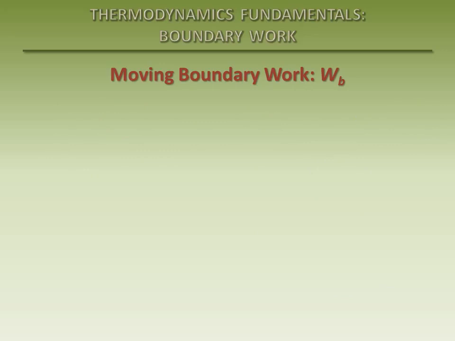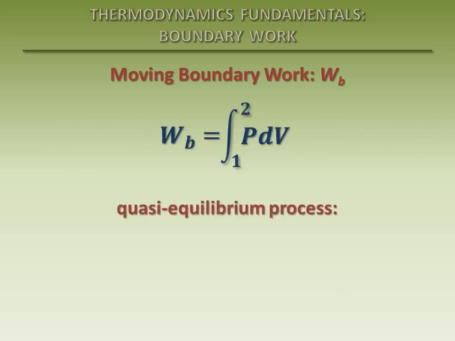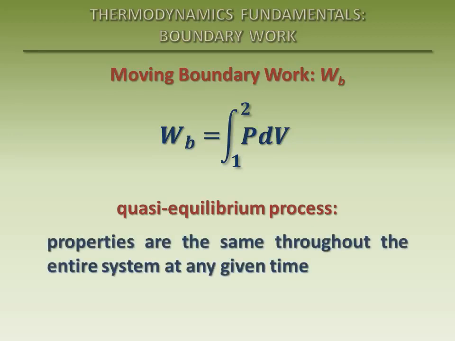It's important to note that the equation we derived for moving boundary work is for a quasi-equilibrium process. This means that the system remains nearly in equilibrium at all times. In other words, the process is sufficiently slow that the properties in one part of the system do not change any faster than those in other parts of the system. For example, the entire substance in the piston-cylinder device is at the same pressure at any given time. A quasi-equilibrium process is an idealized process which can serve as a standard to which actual processes can be compared.